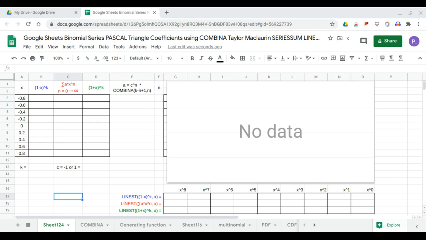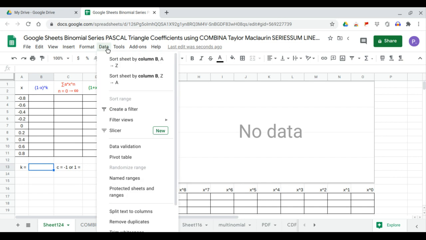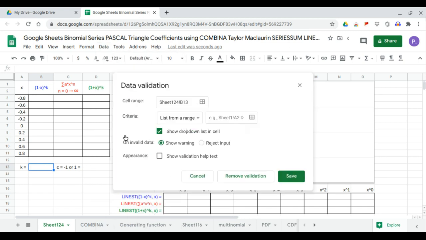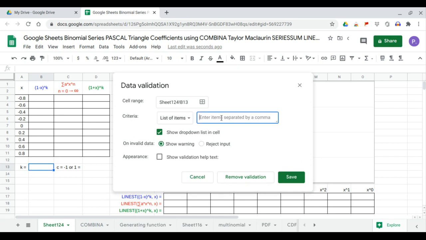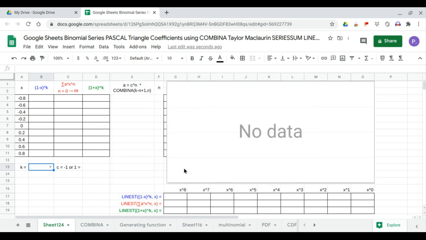In this video, we'll generate the binomial series Pascal Triangle Coefficients using COMBINA, Taylor-Maclaurin series sum, and LINEST Polynomial Regression. We begin with 1 minus x to the power k, where the value of k is from 0 to 4. So data validation, list of items 0 to 4. So here are the values of k.